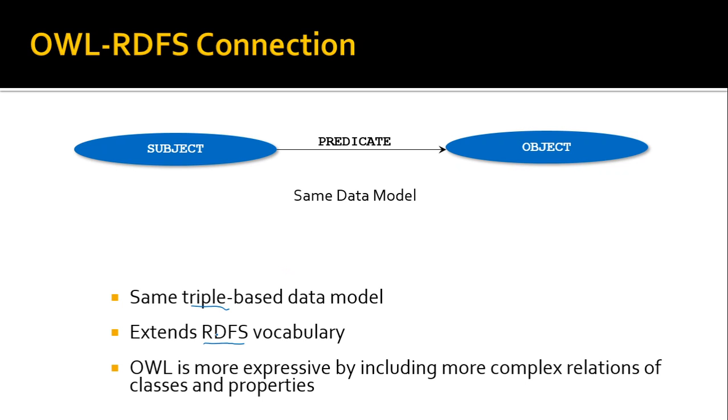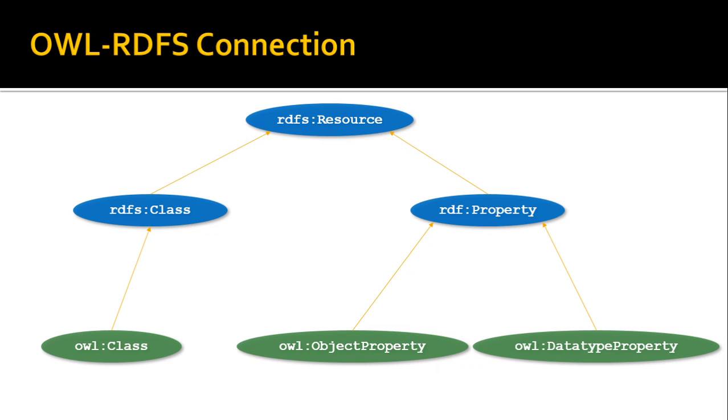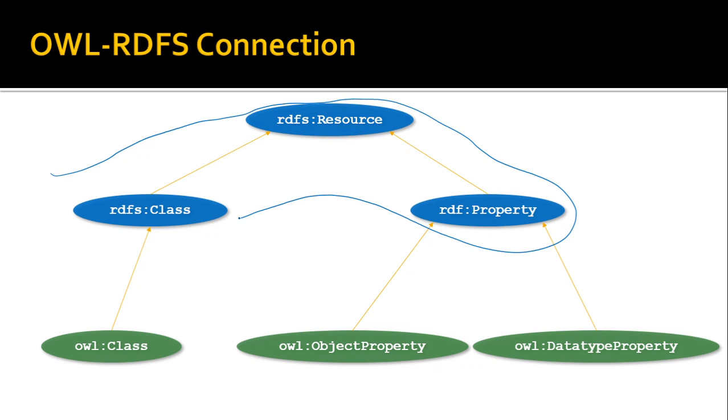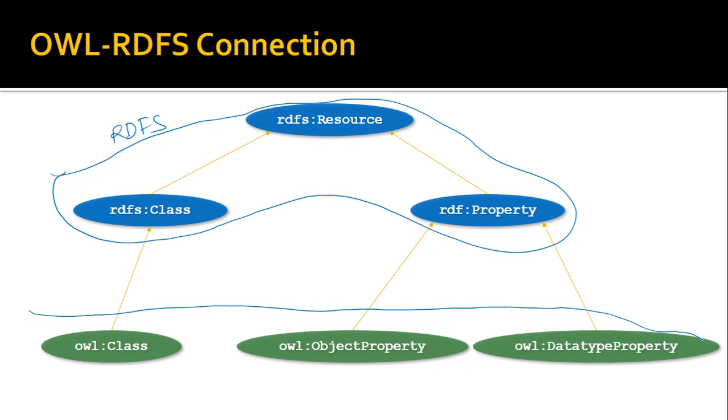In OWL, we are including more complex relations, classes or properties to make the language more expressive. That is exactly what we are doing, right? If I try to give an example of such an extension, you can see the upper part, the blue part, is coming from RDFS. And the lower part, which is a very small fragment of our language, what you see in green bubbles are from the OWL domain, right?